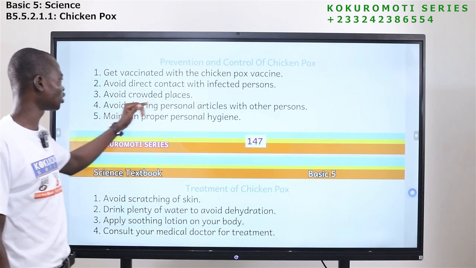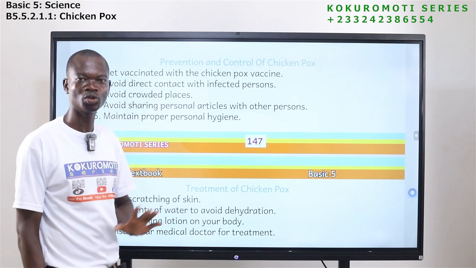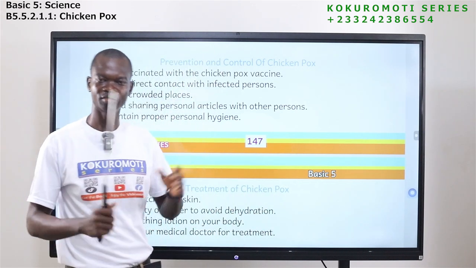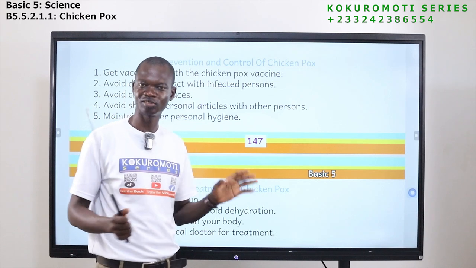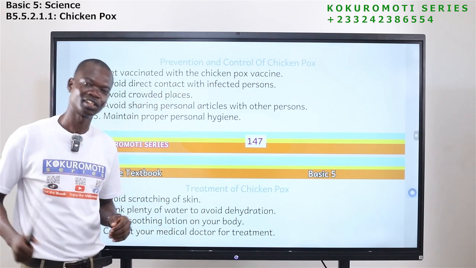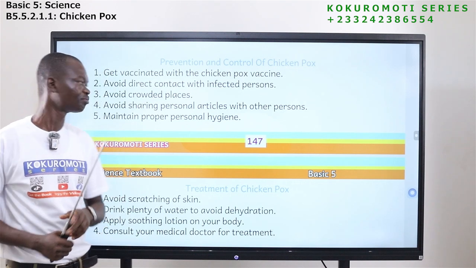The third one is avoid overcrowded places. So if you are going to a place that is overcrowded, do not go there, because if someone has chickenpox, it's likely you will be infected.